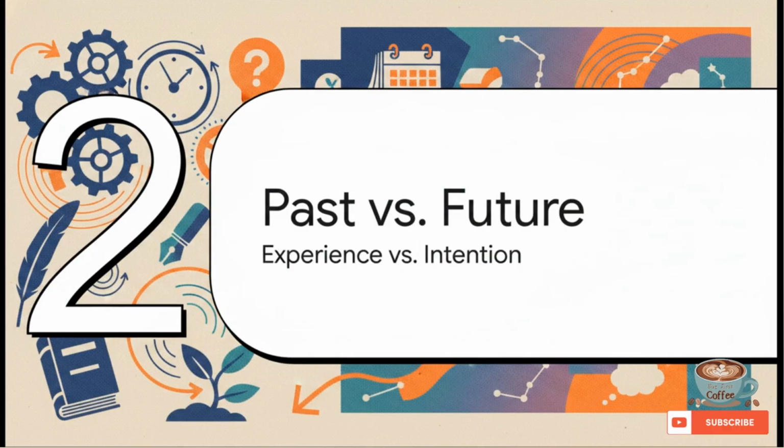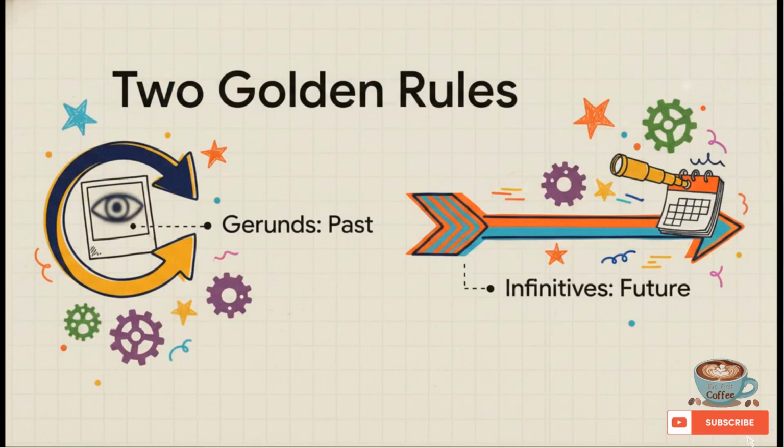Section 2. Past experience versus future intention. All right, if you only remember one thing from today's explainer, make it these 2 golden rules. Rule number 1. Use gerunds when you're talking about an activity itself or an experience where you're looking back at the past. Verbs like enjoy, finish, or avoid inherently look back at an experience, so they naturally take an ing word. Now, rule number 2, use infinitives for future intentions and looking forward. Think of verbs like want, need, or promise. You want to do something in the future, so you use to plus the verb. To put it super simply, gerunds look back and infinitives look forward.